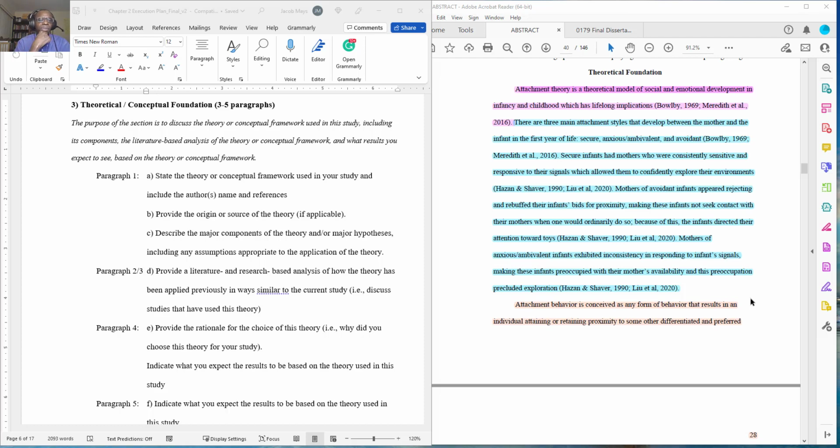So again, paragraph 1, you're going to state what the theory is, or the title of the conceptual framework, and who its authors are. Then you're going to provide any origin or background information if relevant, and then you're going to describe the components of the theory. Okay? All right, so write paragraph 1, and once you're finished, we will move on to paragraph 2.